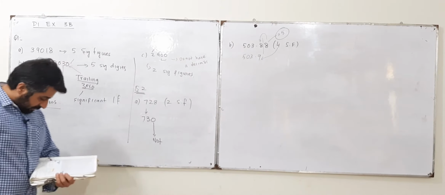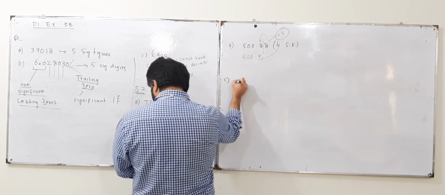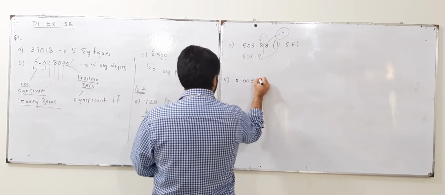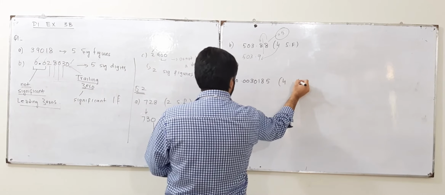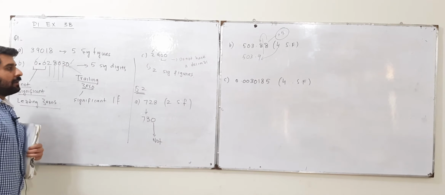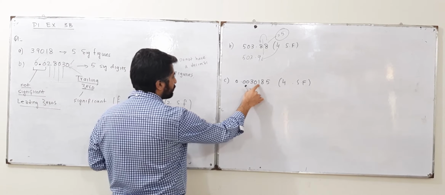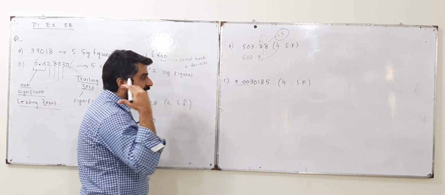The next one is part number C, 0.0030185, and we have to round it off to four significant figures. Right now we have how many significant figures? 1, 2, 3, 4, 5. These zeros are not significant, they are leading zeros.